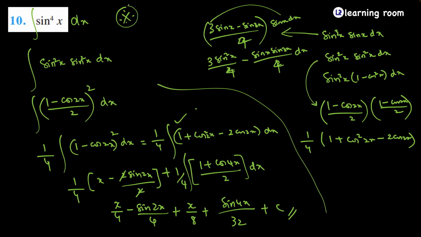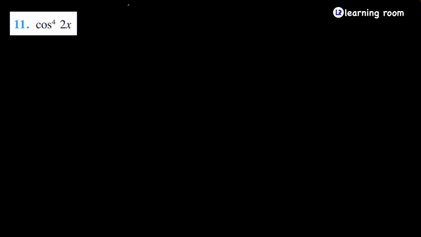What is the answer? Anybody? For cos power 4 2x? One plus cos square is 1 plus cos 4x by 2. So cos square is, 1 plus cos. Okay, 4x.